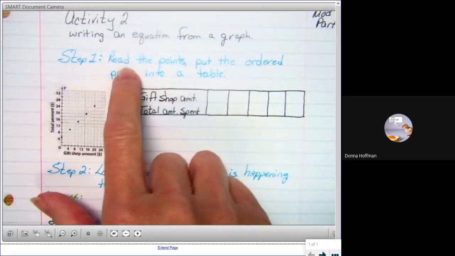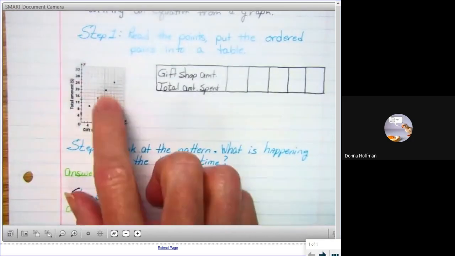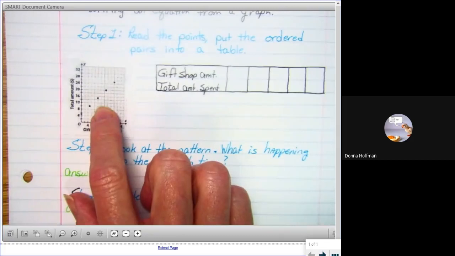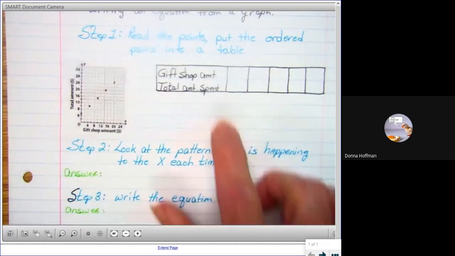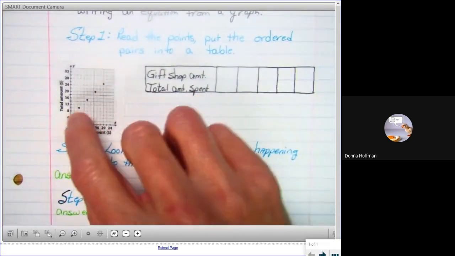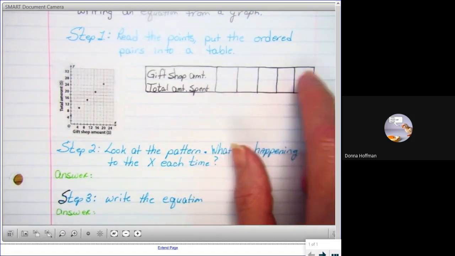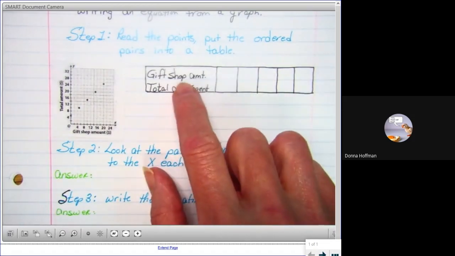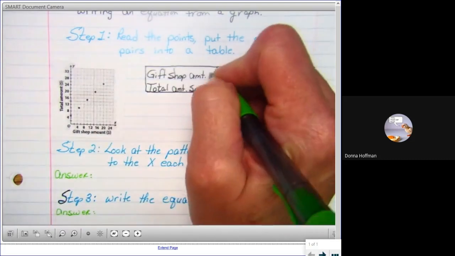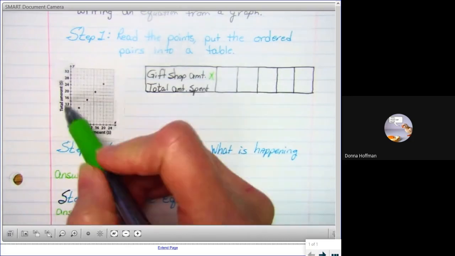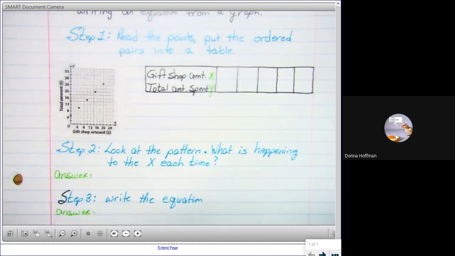Step 1, you're going to read the points and put the ordered pairs into a table. You're going to get a little tiny graph up here, and you're going to glue it in. Baby dots of glue, because too much glue makes a mess. Then you're going to make a table with 5 slots for the 5 points. The top title is gift shop amount, that is my X value, and the total amount spent is my Y value. That's how I'm going to get my points into my table.